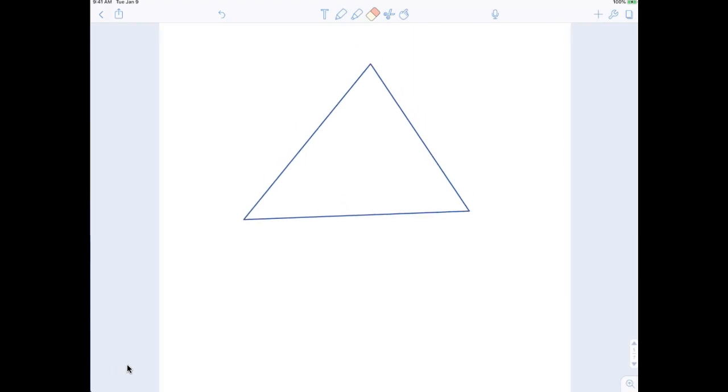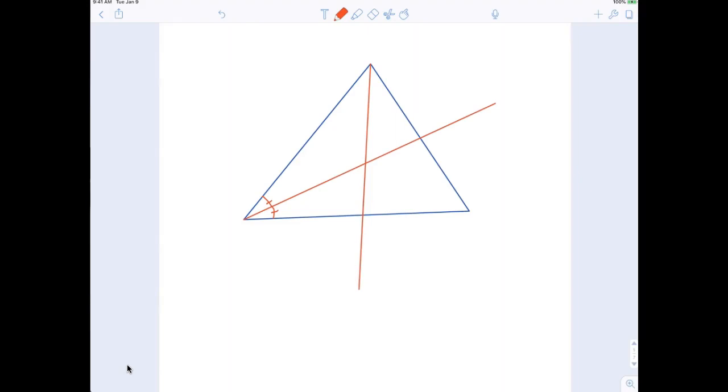So what I'm going to do now is construct the three angle bisectors. Here we go. All right, that's an angle bisector. And how do I know that's an angle bisector? Because I just looked at this and said that angle is about the same. Now I'm going to try to find the angle bisector here. I'm going to draw it, and that looks about correct.